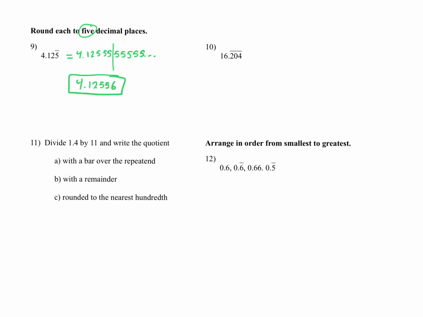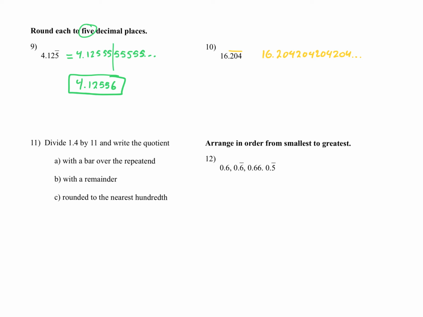Now over here on number 10, this line is over all 3 of them, the 2, the 0, and the 4. So it's going to be 16.204, 204, 204, and it keeps repeating like that over and over again.